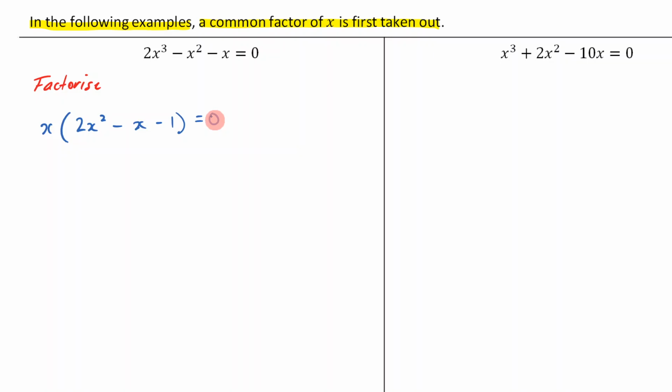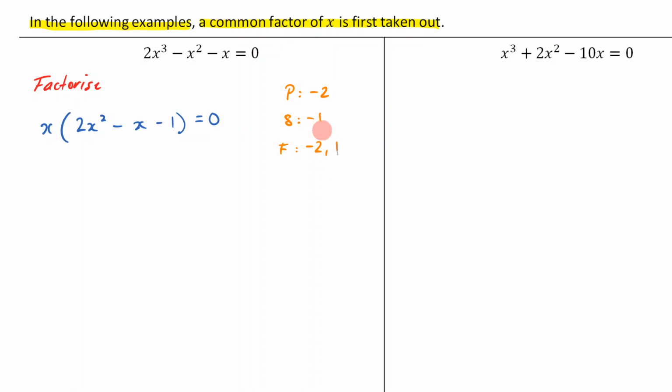Then I need to keep on factorizing here. So now I need to say, well, I need a number, because my coefficient of x squared is 2, times negative 1 is negative 2. The sum is going to be negative 1. What are those factors going to be? Well, it's going to be negative 2 and 1, because negative 2 times 1 is negative 2. Negative 2 plus 1 is negative 1.